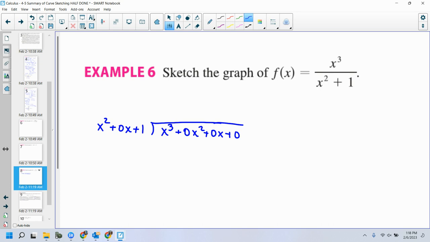Okay, so reminder about long division. In long division, I try to make this first term match this first term, right? How do I make x squared look like x to the third? What do I multiply by? X. And I line it up just by putting this x over x. Now, the rest of the trinomial gets carried along for the ride. X times x squared is x to the third. X times 0x is 0x squared. X times 1 is 1x. And then we subtract that entire trinomial.